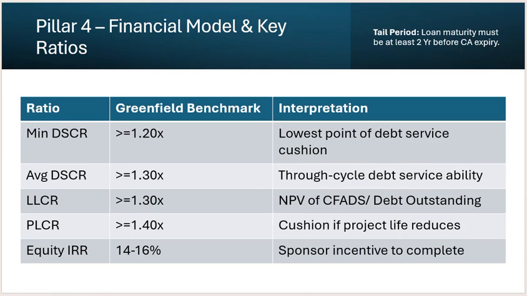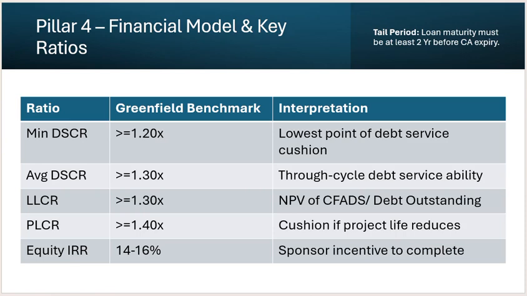Then the loan life coverage ratio. The loan life coverage ratio is also a very important ratio. As compared to the debt service coverage ratio, it is a longer-duration ratio, calculated over the entire life of the loan. It should be greater than 1.3x.